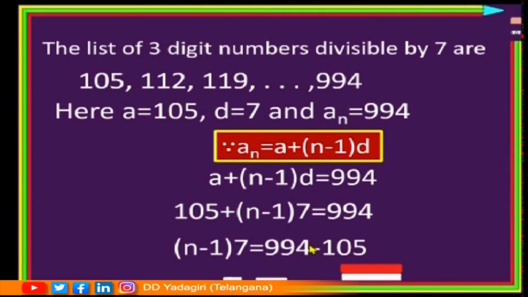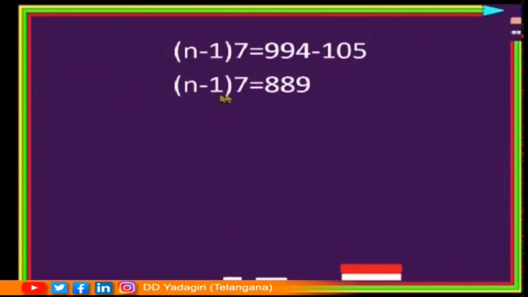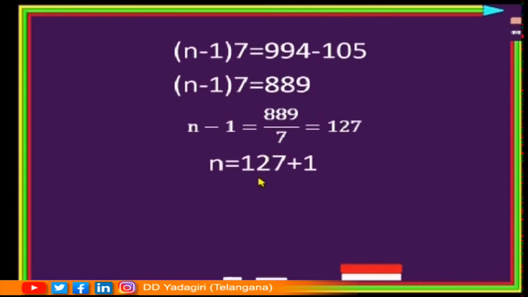So what is 994 minus 105? That is, n minus 1 into 7 is equal to 889. 994 minus 105 is 889. Now 7 is multiplying n minus 1; bringing it to the right-hand side, it will divide. So n minus 1 is equal to 889 by 7. 7 ones are 7, here 18 is remaining. 7 twos are 14, here 4 is remaining. 49, 7 sevens are 49. So n minus 1 is equal to 127. Then n is equal to 127 plus 1. n is equal to 128.